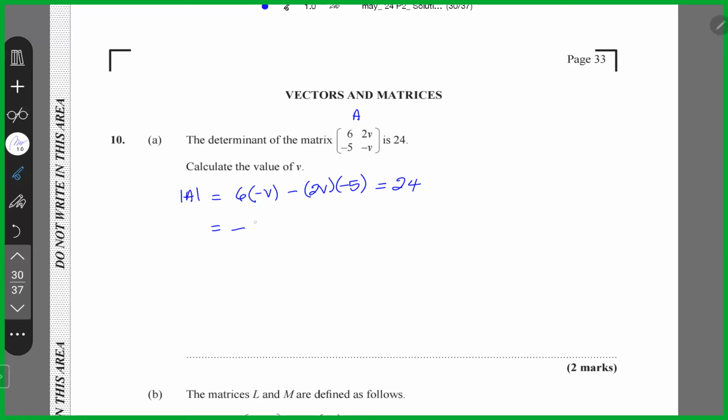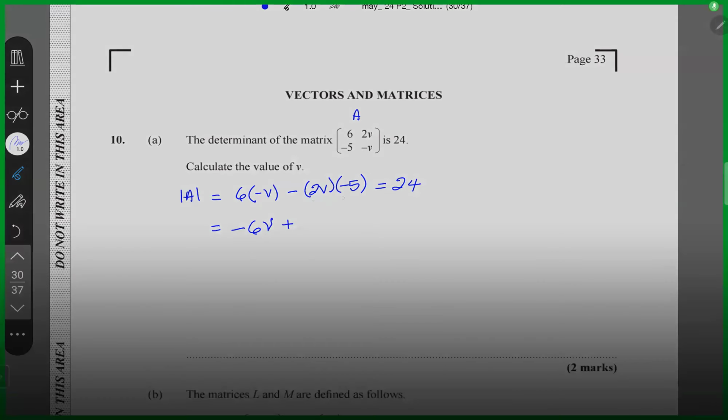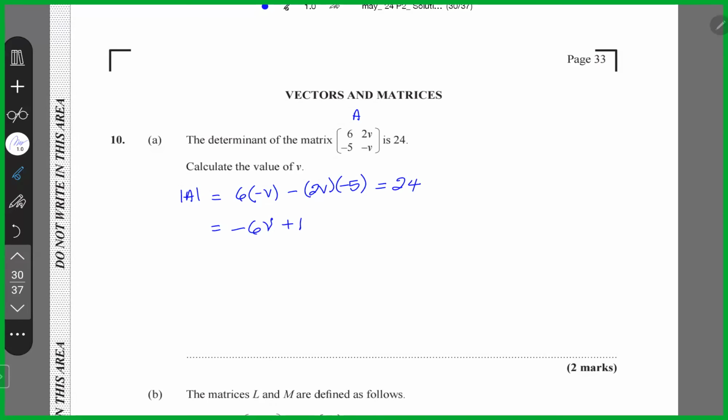So this is minus 6v plus 10v is equal to 24. So this is 4v is equal to 24. Divide both sides by 4, and we get v is equal to 6.